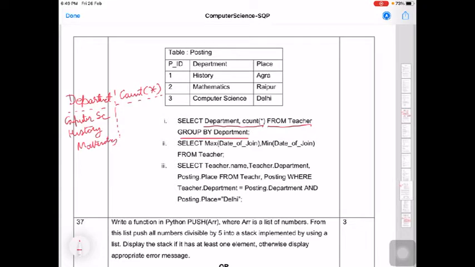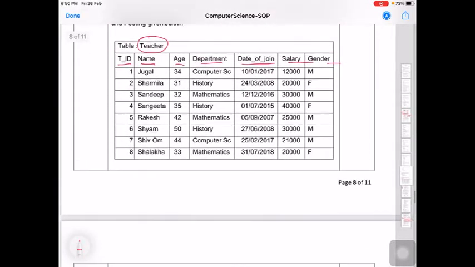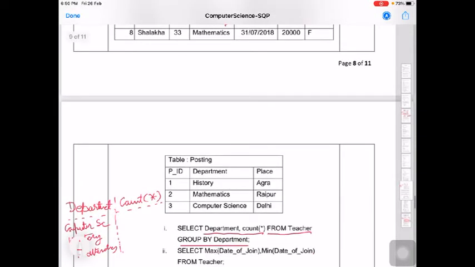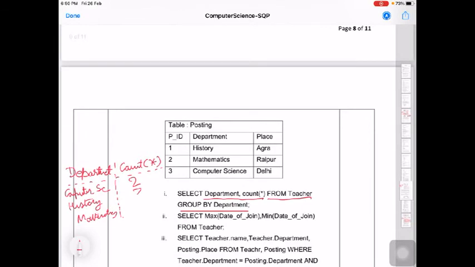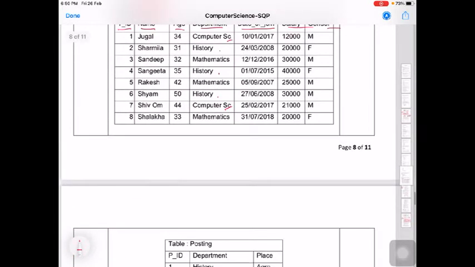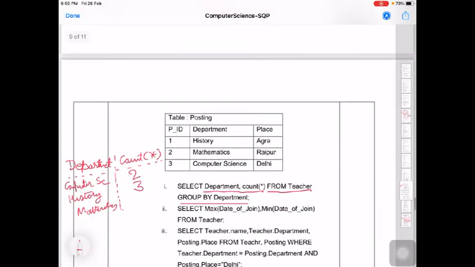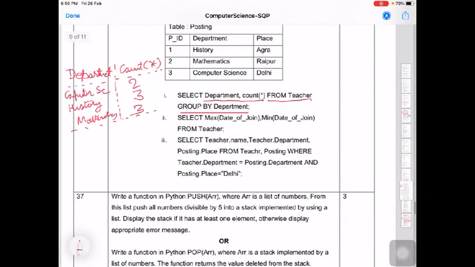Then it is count star. So you have to count the number of records belonging to those departments. So you go to this table and you can see the computer science are 1, 2. So in front of computer science you write 2. Then history 1, 2, 3, so you write 3. And in mathematics there are 1, 2, 3, you can write 3. So this is the output that you will write.